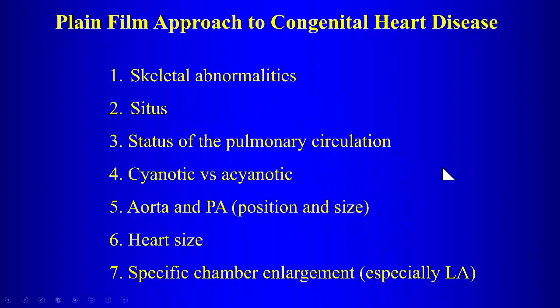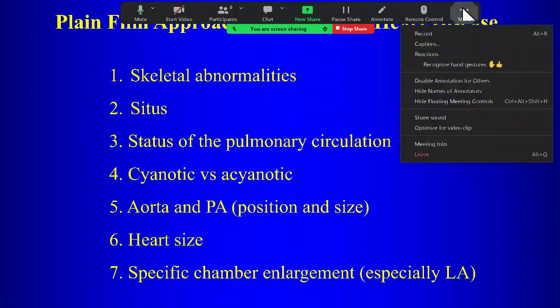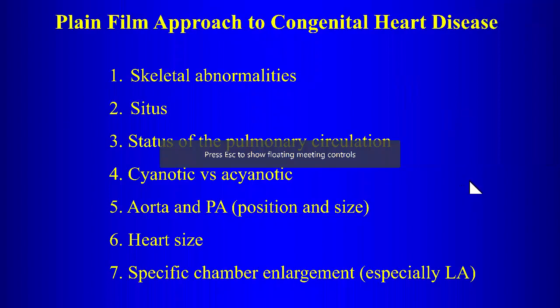In terms of the plain film approach, this is an order of how you can go through things. In most cases, looking at the skeletal system is not going to help you, but once in a while you will make a finding and then you might be able to hit a home run from that. A sinus is something that's usually obvious, but we'll talk a little bit about that. The most important thing is the status of the pulmonary circulation. So that is where you always want your discussion to begin if we're talking about congenital heart disease. You start with the status of the pulmonary circulation.